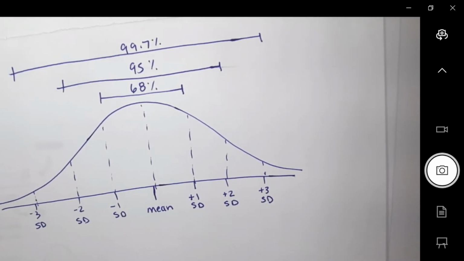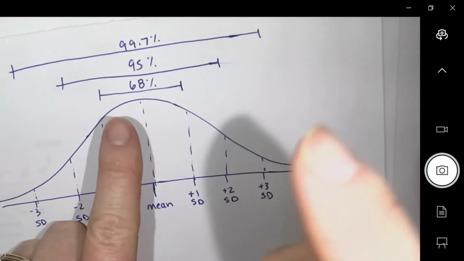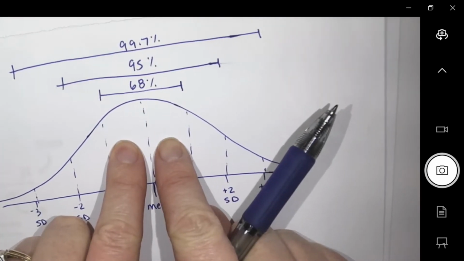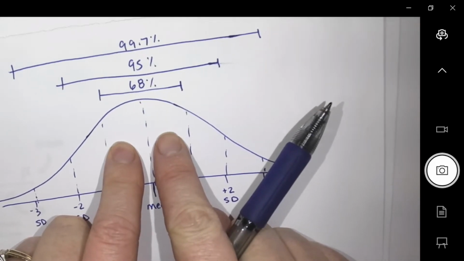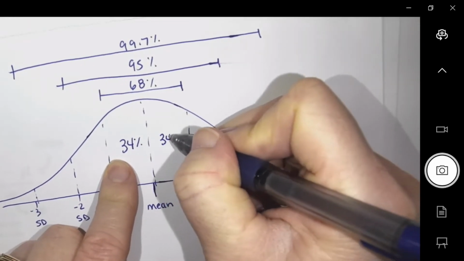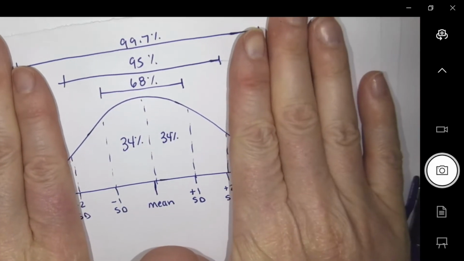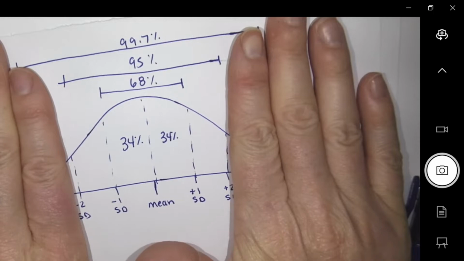Okay, you ready? If this is 68%, what is in this side and this side separately? 34. Did you do that one in your head? Without the calculator? Awesome. 34%. Okay, so this is 95.